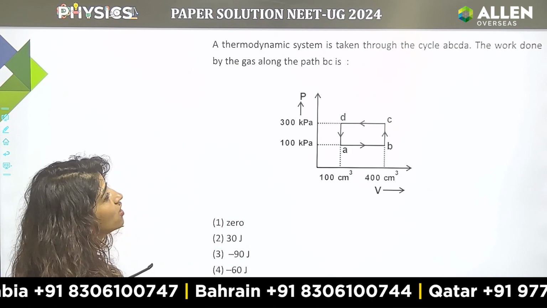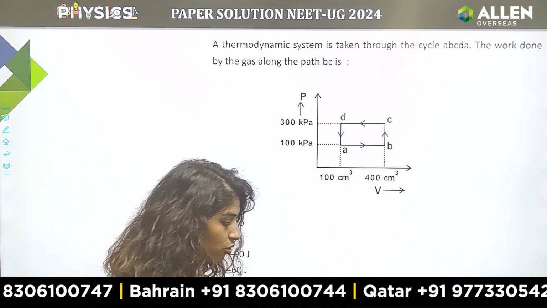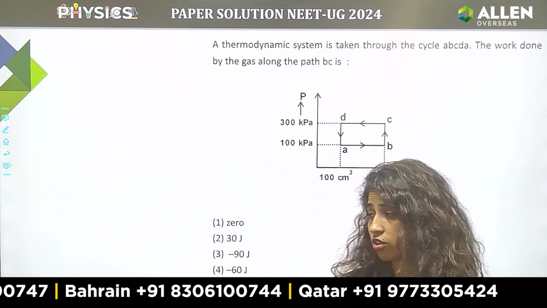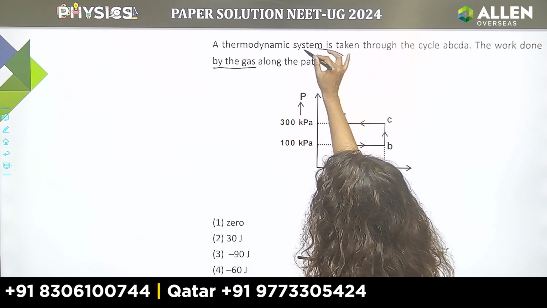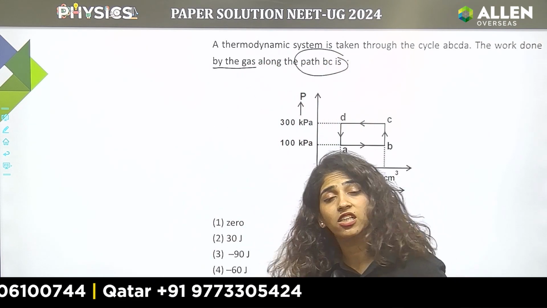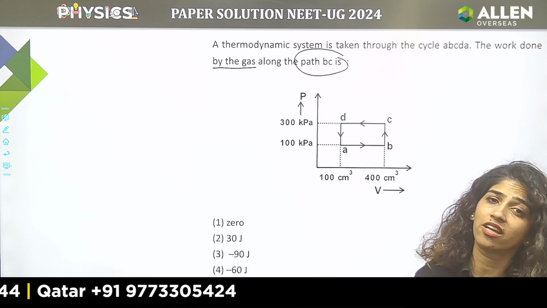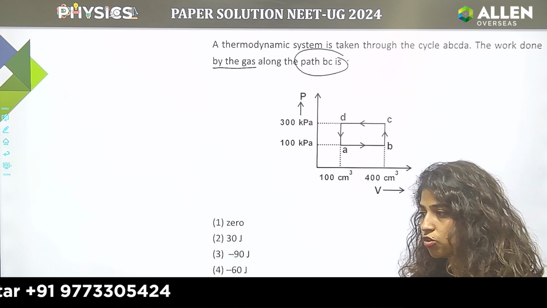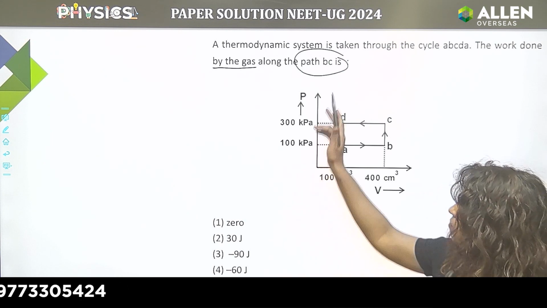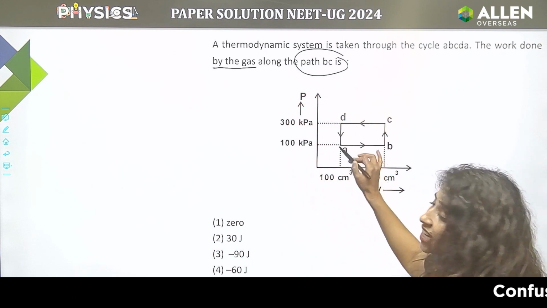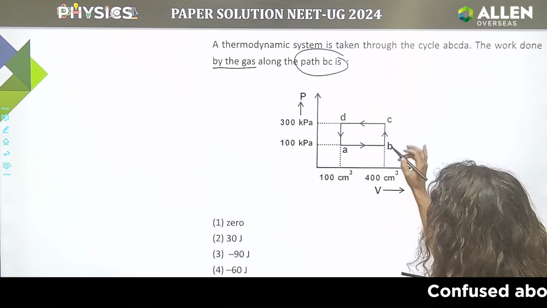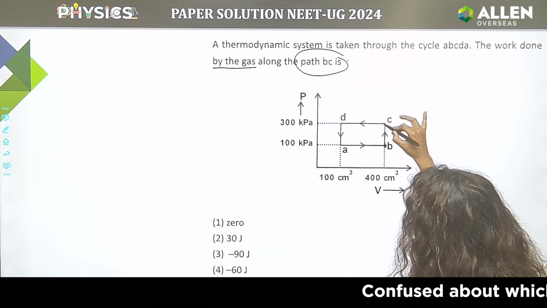You have to read the question correctly here. The work done by the gas along the path BC. They are not asking us what is the work done in the entire cyclic process. That would be 0. But here they are asking BC. If they ask work done, it would have been area under the curve. But now they are asking us work done from B to C.